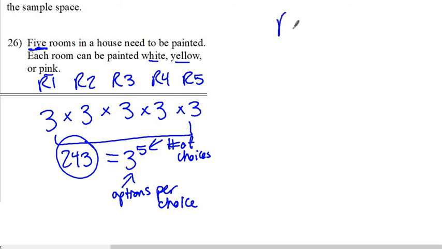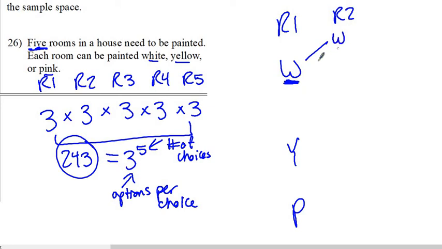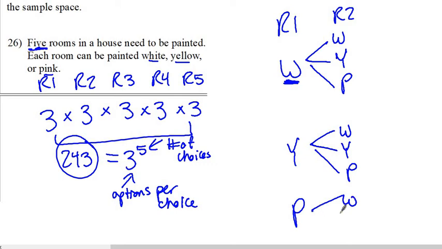Let's suppose we are painting room 1. And we could do white, we could do yellow, or we could do pink. Okay, now we've painted room 1, now we're going to room 2. So suppose we started out painting white. Well, we could do white for room 2, or we could do yellow for room 2, or we could do pink. We could do the same here. We could have gone yellow on room 1, and then white, or yellow, or pink. And the same here. We could have done white, yellow, or pink.